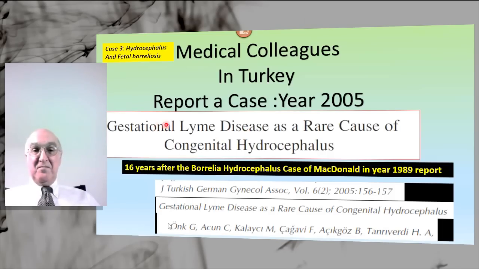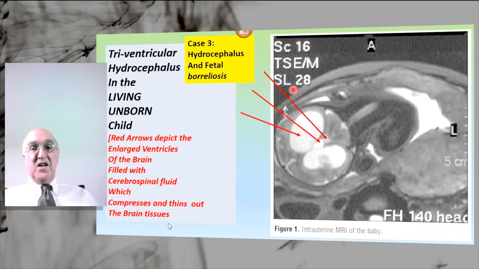That's my title, gestational Lyme borreliosis, as a rare cause of congenital hydrocephalus, disappearing 16 years after I wrote up my autopsy study from Southampton in 1989 in the Turkish-German Gynecological Association. This is case number 3, hydrocephalus and fetal Borrelia infection, fetal borreliosis from Turkey. And here, this is all the cerebrospinal fluid, vastly large in size, creating these rounded areas and stretching the brain to its limit. Triventricular hydrocephalus in the living unborn child. And the arrows detect the hydrocephalus fluid here, here, and here.